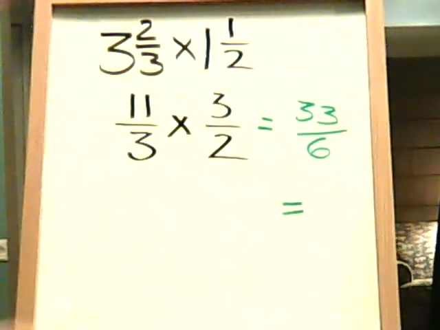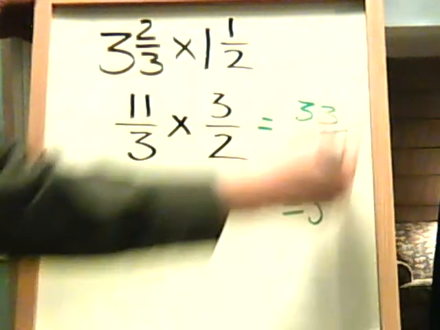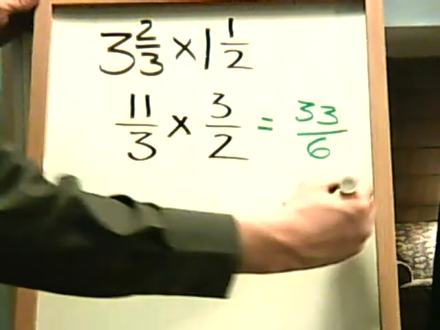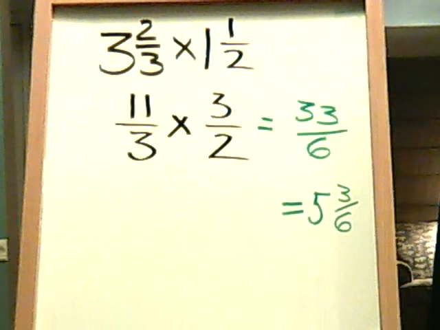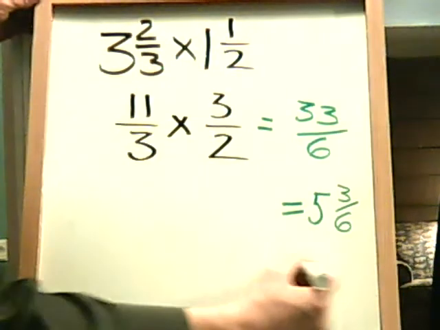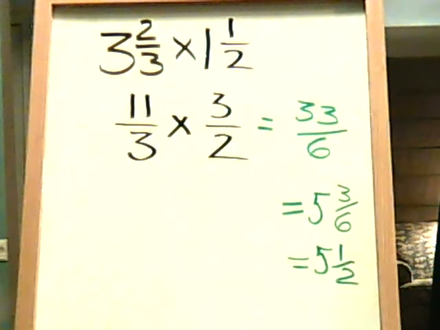And then we'd say, well, how many times does 6 go into 33? And the answer would be 5. 6 times 5 is 30. And then there's 3 sixths left over. And then we have to simplify that. And that comes out to 5 1/2. Okay, so you can do it that way.